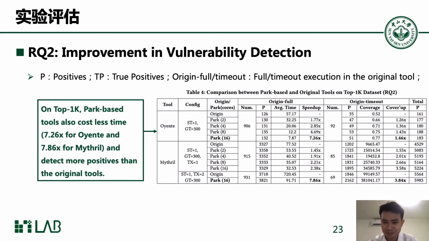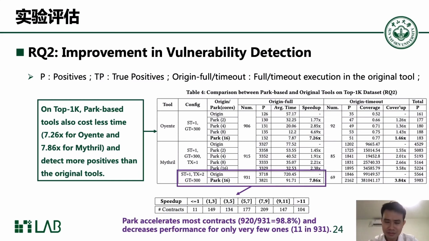Okay, and on the other dataset, that is the top 1K dataset, Park-based tools also cost less time. You can see that for the original full contracts, it can provide 7.26 speedup for ONT and 7.86 speedup for Mythril, and it also detects more positives than the original tool. If we look into the last test group, we can list each speedup for each contract. We can find that Park accelerates most contracts and decreases performance for only very few ones.